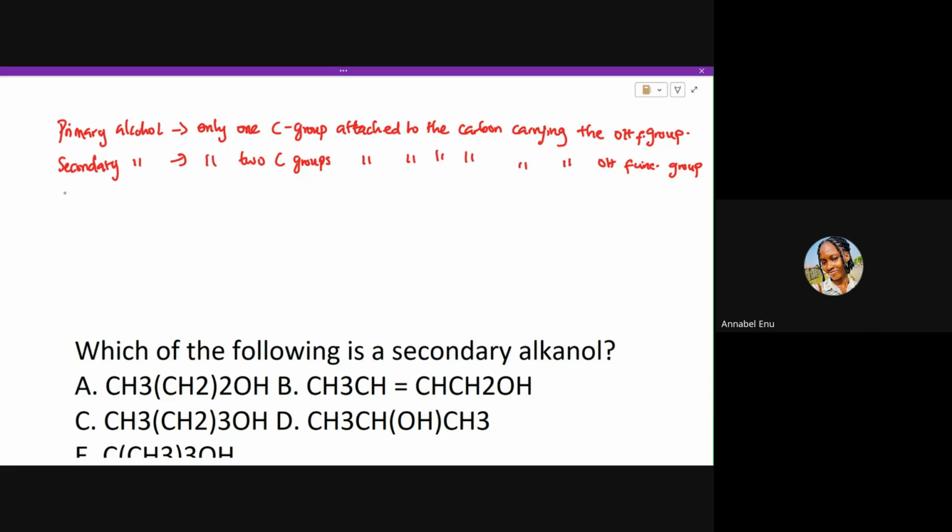And then tertiary alcohols are alcohols that have three carbon groups attached to the carbon carrying the OH functional group. Now, that is to say, if we have a structure like this, for which one?